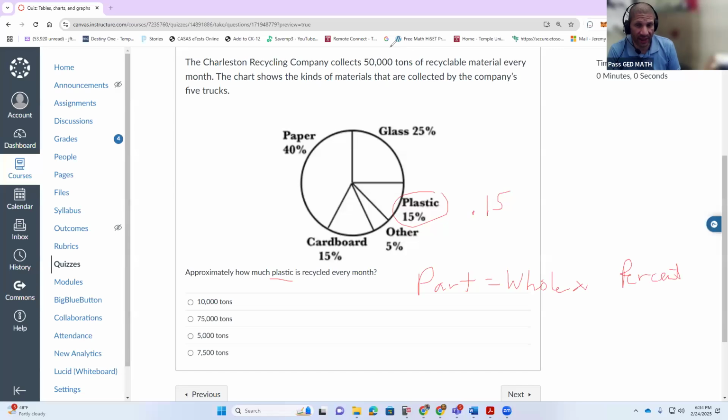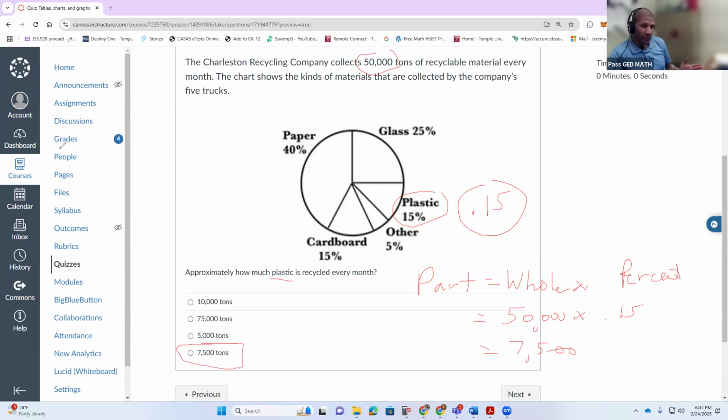Your whole is 50,000. Your percent is 15%, which is 0.15. And you plug that into the calculator, you'll get 7,500. Okay, so that's the second part of percent problems.